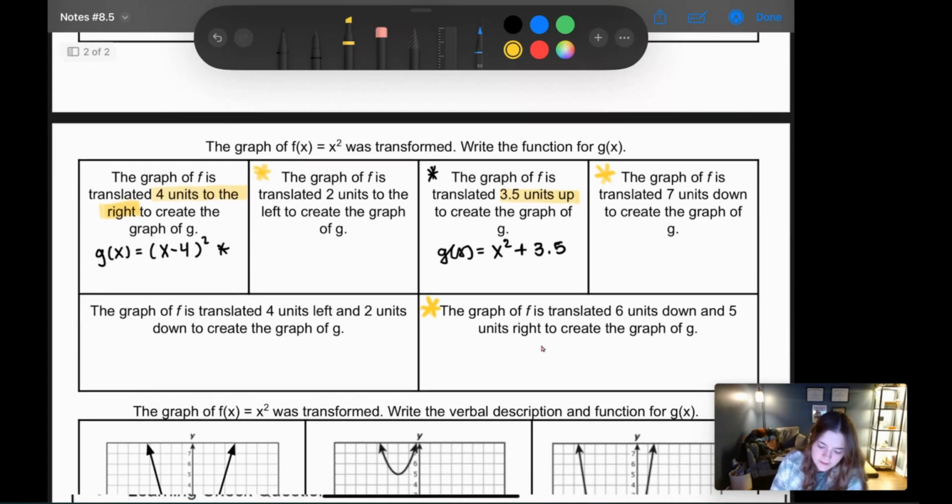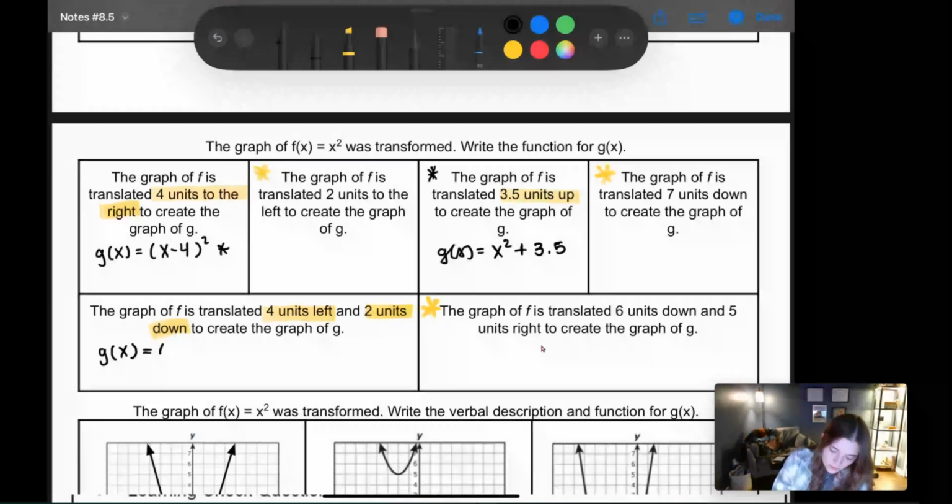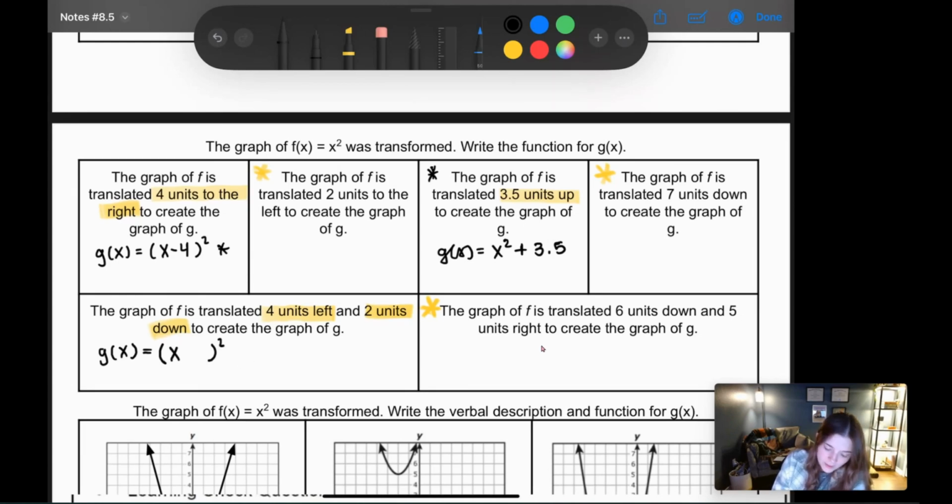The graph of f is translated 4 units left and 2 units down. So same process. I'm going to start with g of x equals. Now remember, if I go left and right first, let's start with that first. So here's my parentheses, just like I did up here. And then x, and then I know it's something squared, and then I'll have the rest of it, but now I need to figure out what those numbers are going to be. Well, I know it's 4, right? It shifted left 4, and it lies when it's inside the parentheses. So it's not minus 4, it's plus 4.